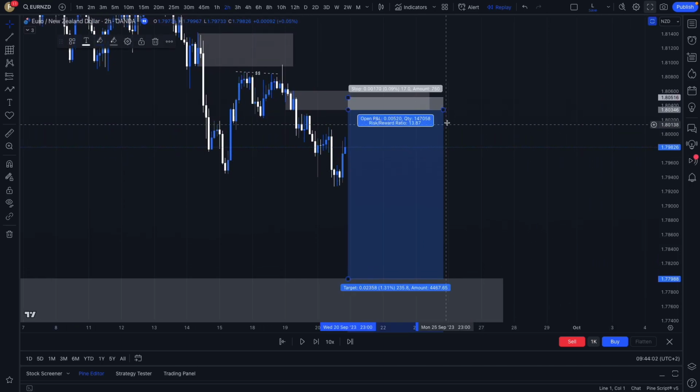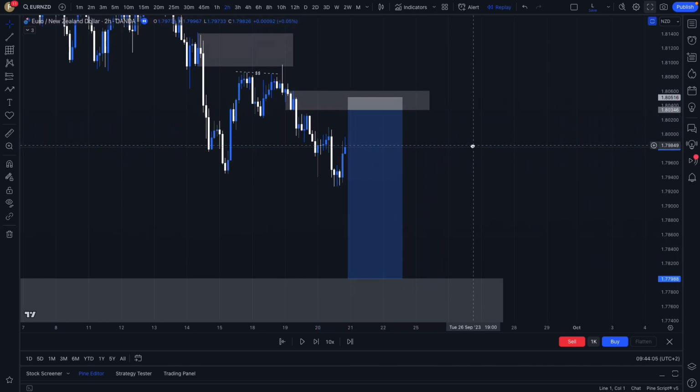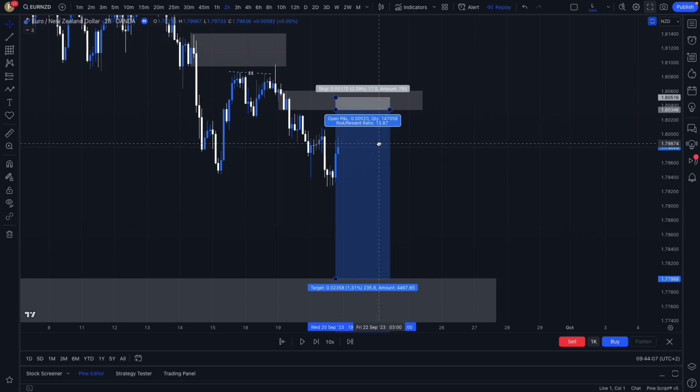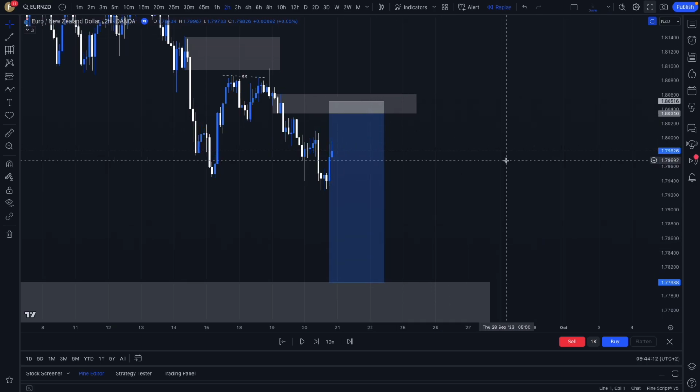For my target, I was targeting this daily demand, which I previously marked out. You can just set a pending order right here, but what I like to do is wait and see a lower time frame confirmation before I get involved.